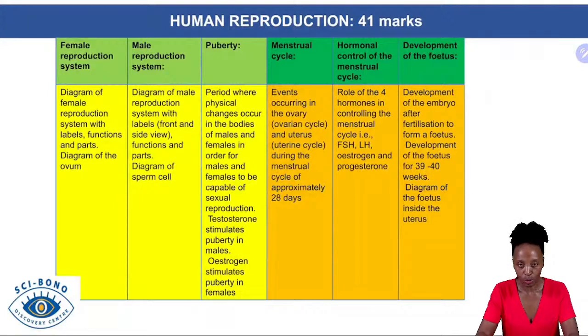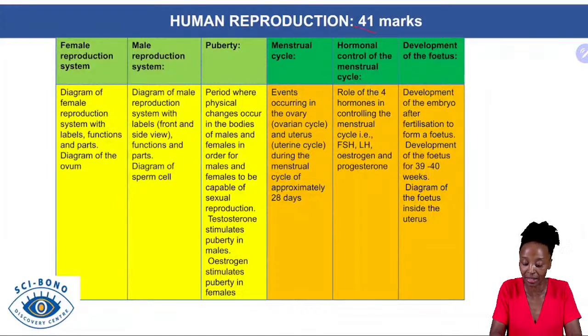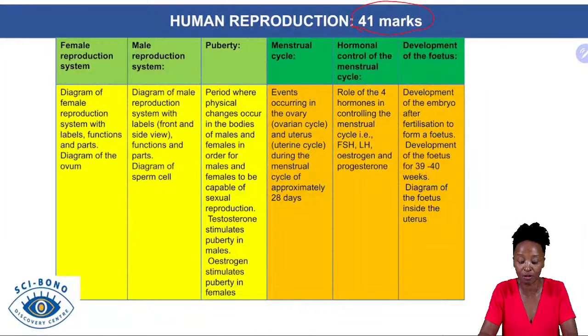So what are we going to be looking at with human reproduction? First things first, let us just remind ourselves. This is the topic that is found in paper 1. So paper 1 of Life Sciences, that is where you will answer questions on human reproduction. It is 41 marks, so 41 marks of that paper that you are going to write of 150 marks is human reproduction.